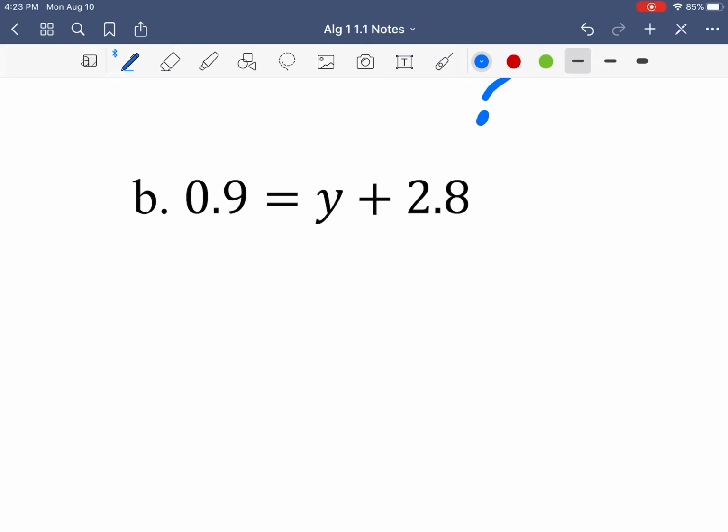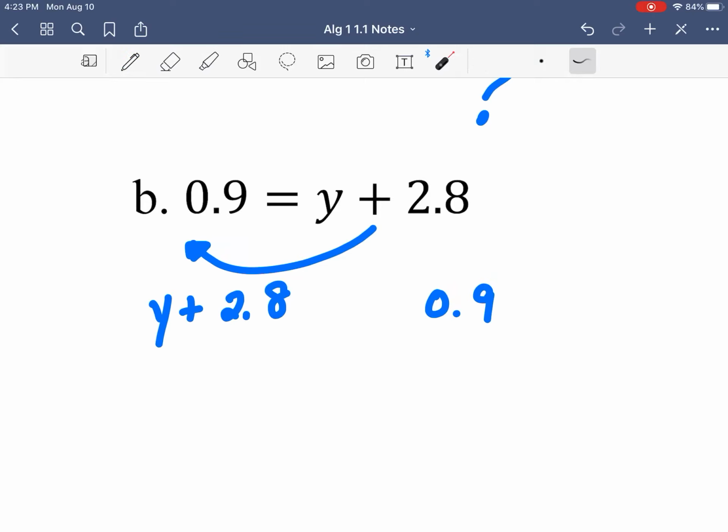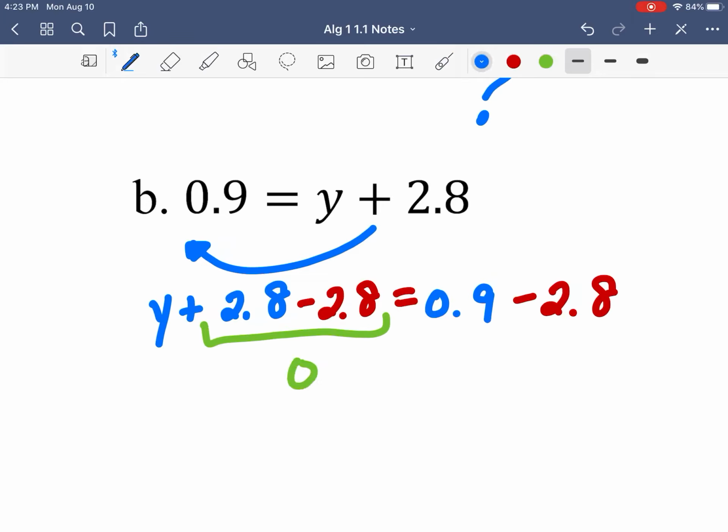So I'm going to flip-flop these sides, which you can do. So I'm going to write y plus 2.8, leave a space and then put my 0.9. So there's my two sides yet. So again, here I want to do the opposite of adding 2.8, which would be subtracting 2.8. Same over here, subtracting 2.8. These still equal. So now these undo each other. These would give me 0. So the only thing I'm left with on the left side is y. Now I need to figure out what's 0.9 minus 2.8. Okay, so subtracting is the same as adding a negative. So I want to take these and I will subtract them.